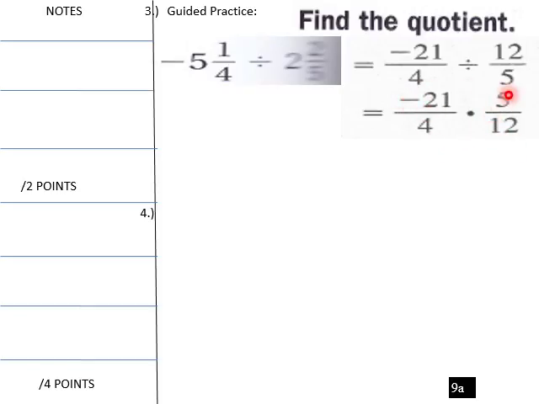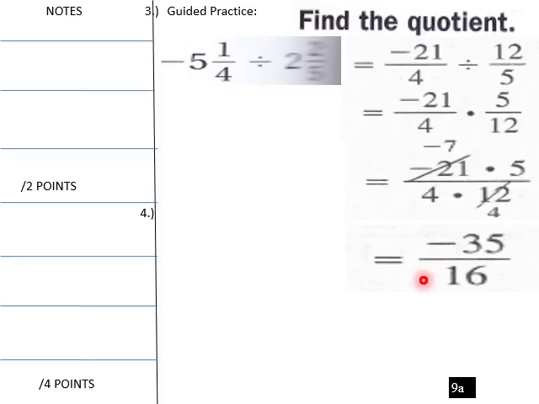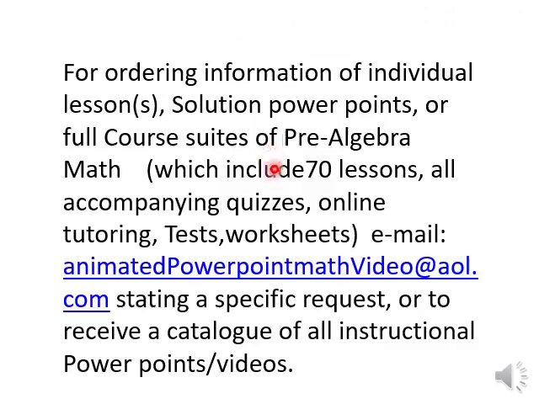Negative 21 over 4 times 5 over 12. We do some canceling here. Let's see, 3 here. Can't really do much there, but we can do some canceling here. Negative 7, so it'll be negative 35 over 16, and that'll be negative 2 and 3/16. So that's the quotient for this division problem.